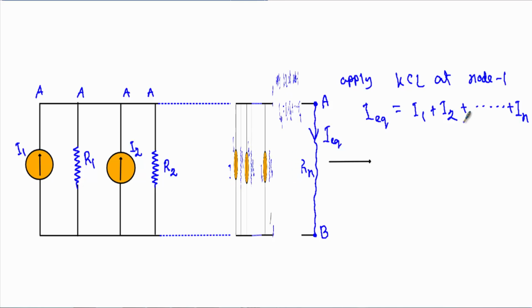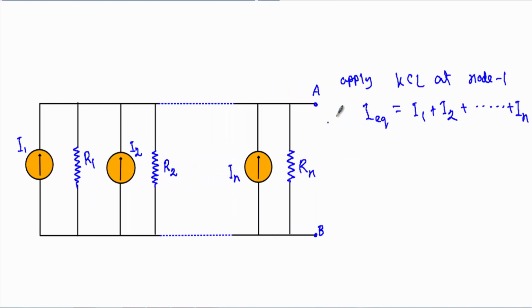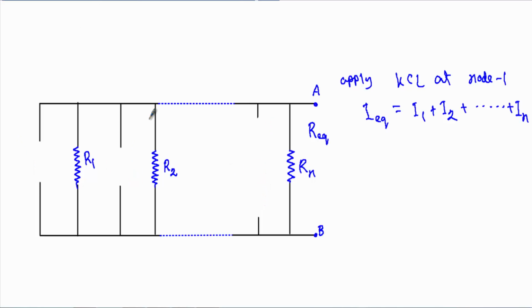Okay, now I will calculate the equivalent resistance with respect to this terminal and this terminal, and I will express that as R equivalent. To calculate R equivalent in this circuit, if we have any voltage source, we will replace that with a short circuit, and if we have any current source, we will replace that with an open circuit. See, we have current sources here, so I will replace them with open circuits. After replacing the current sources with open circuits, our circuit will look like this.